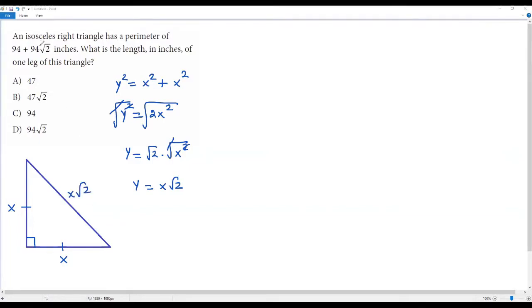Okay, so we have the perimeter of the isosceles right triangle in the question, that is 94 + 94√2. Since the perimeter is given, let's find the perimeter of our triangle. To get the perimeter, I have to add the lengths of all three sides, and I'm getting x + x + x√2 = 94 + 94√2. When I combine these two x's, I'm getting 2x + x√2 = 94 + 94√2.